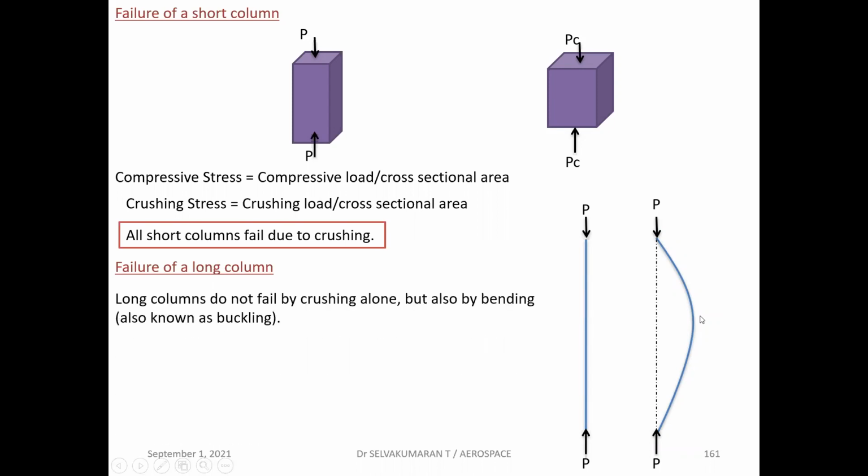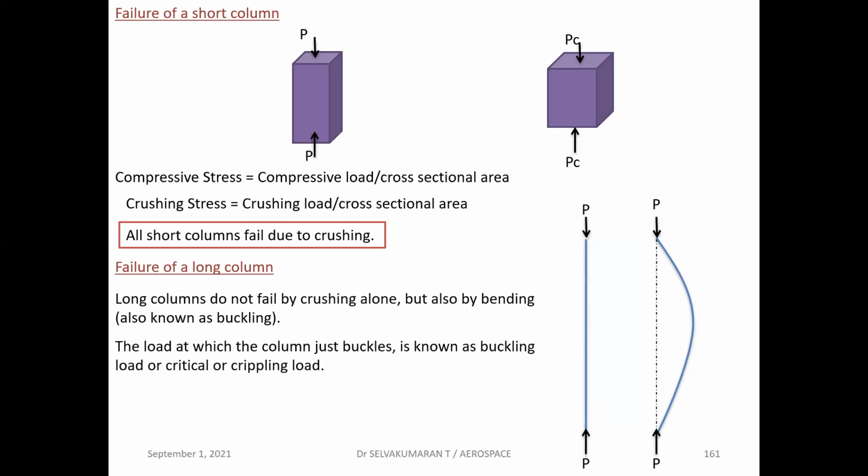So long columns do not fail by crushing alone, but also by bending, which is known as buckling. So this long column is subjected to crushing as well as bending. The load at which the column just buckles or bends is known as the buckling load, or critical load, or crippling load, or collapsing load. We can give different names for that.